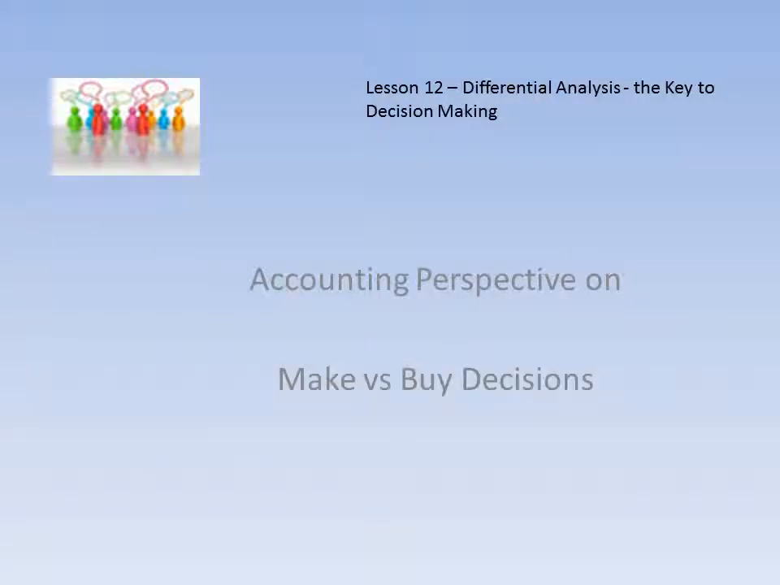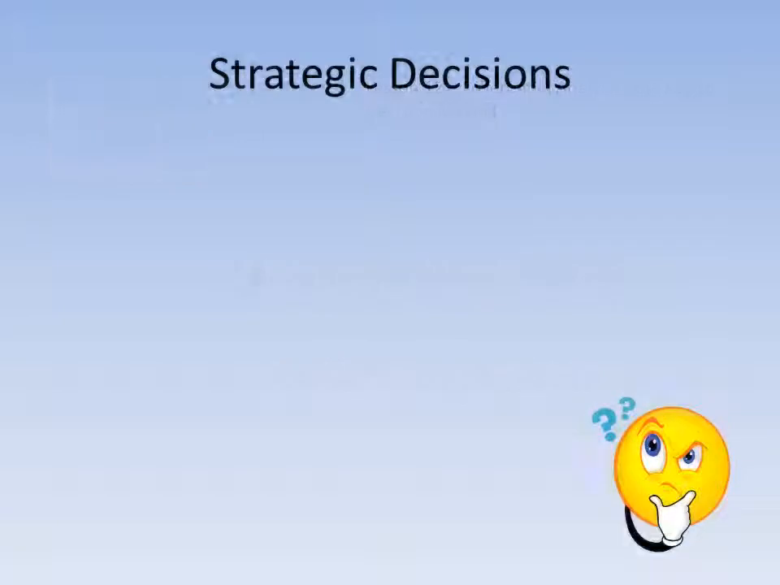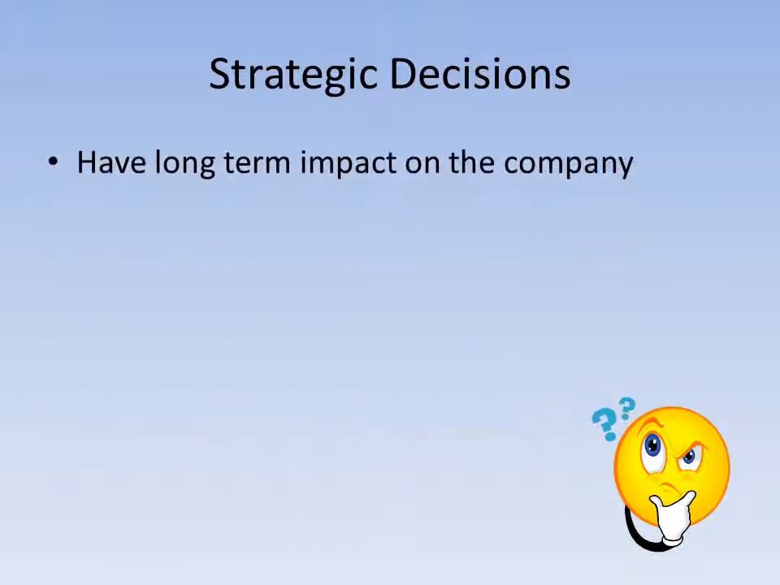In this lesson on differential analysis, a key to decision making, we will focus specifically on the make versus buy decision. Strategic decisions cover non-routine operating decisions that typically will have a long-term impact on the company, therefore the label strategic. The chapter will cover 5 key strategic decisions, but our focus in this tutorial is on the make versus buy decision faced by manufacturing companies.